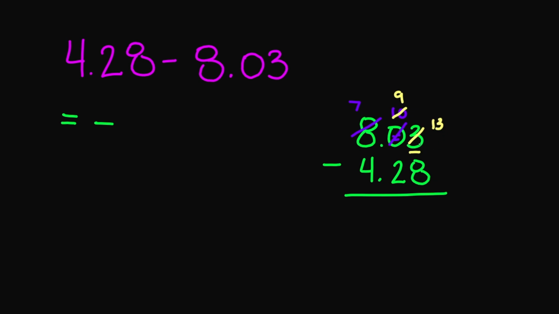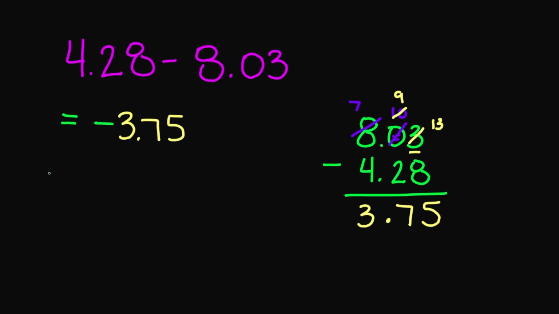So now you have 13 minus 8, that's going to give you 5. 9 minus 2 is 7. I'm going to bring that decimal down. And then you have 7 minus 4, that's going to give you 3. So 8.03 minus 4.28 is 3.75. But I'm going to go back to my original problem here. I'm going to get negative 3.75.